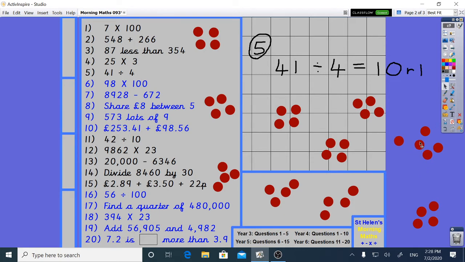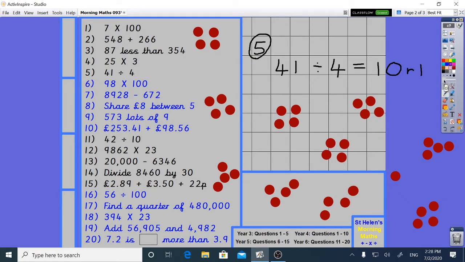The last group, one poor child is left over. They don't fit into a group, okay? So we shared 41 into groups of 4. How many groups did we get? Let's count them to make sure. I'm sure you know it's going to be 10, but we'll check.